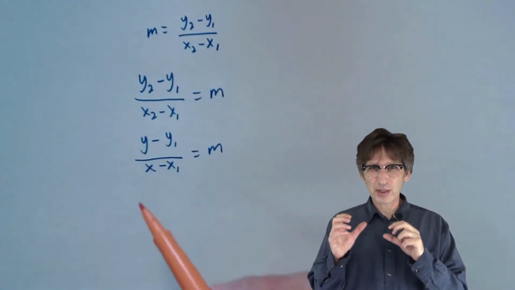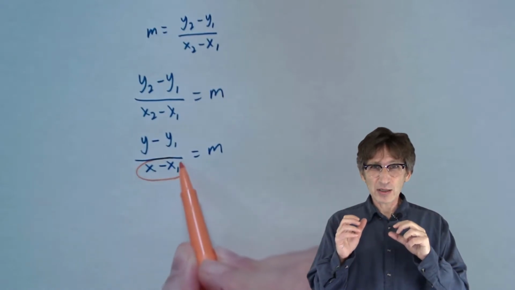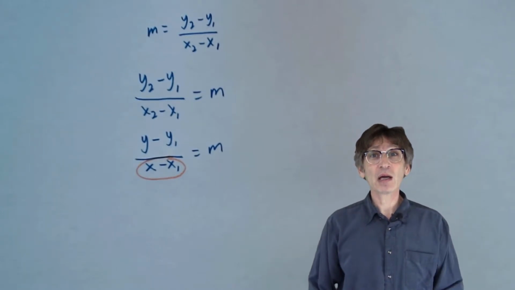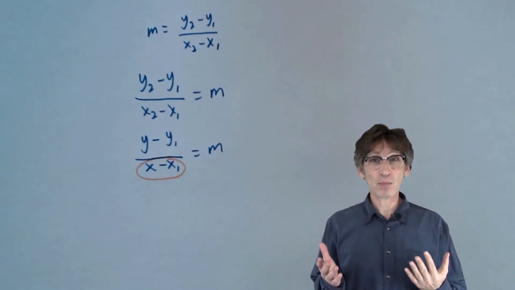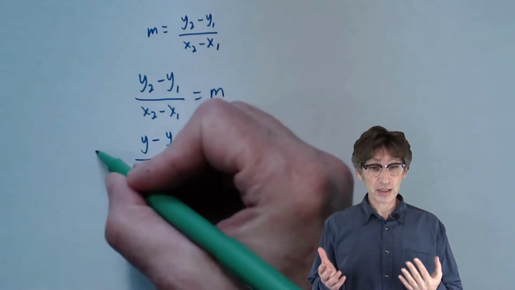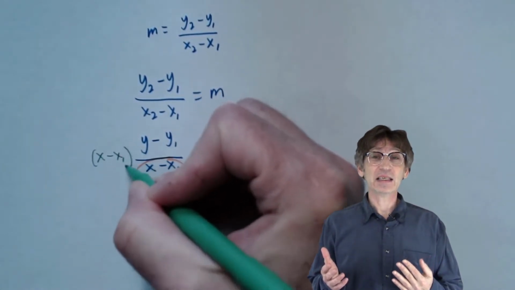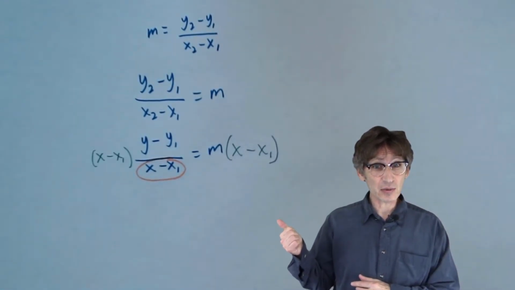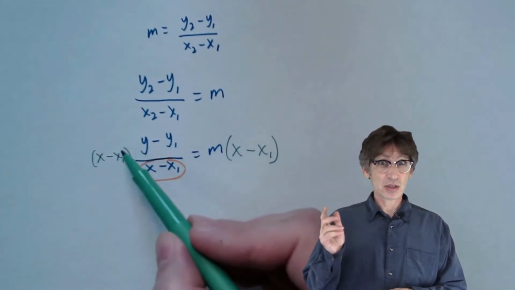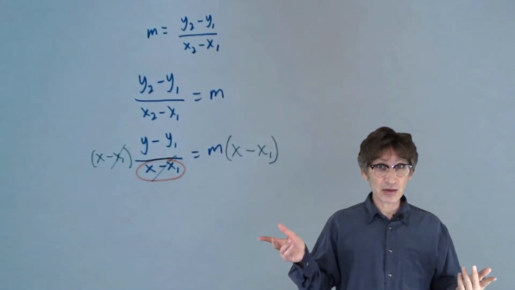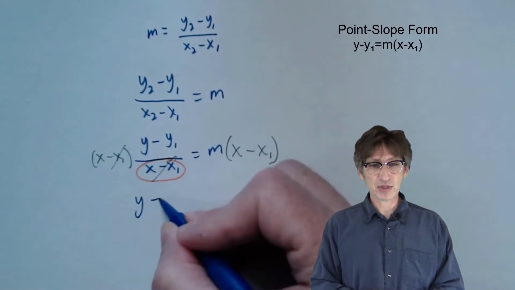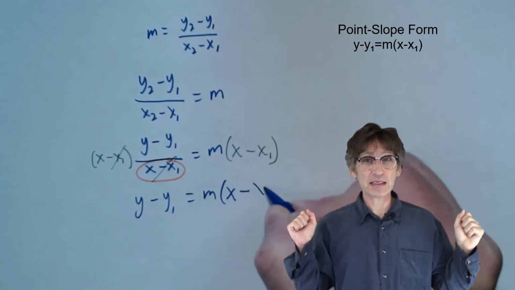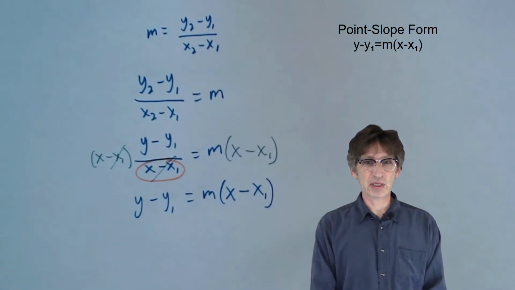Now I want to get rid of this denominator. So to get rid of a denominator, multiply by the denominator on both sides of the equation. So if I multiply both sides of this equation by x minus x1, now I can get rid of that denominator and I'll have x minus x1 on the other side of the equation. So slash slash, cancel those things out. I get y minus y1 equals m times x minus x1. That's it. That is point slope form of a linear function.